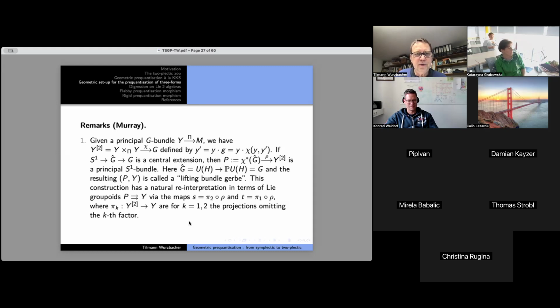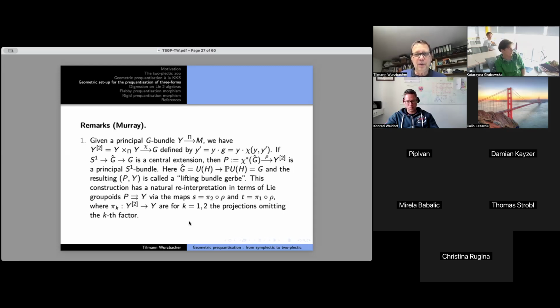Okay, if you have a principal G bundle, then you can construct a map from the second power of the total space to G, because what is this symmetric second power? These are the couples y prime, y, which sit over the same point in the base manifold M. So they sit in the same fiber. The fiber is acted upon simply transitively by G.